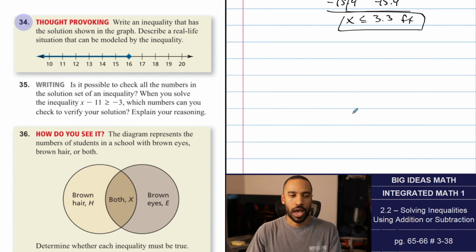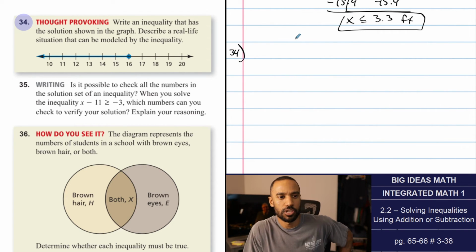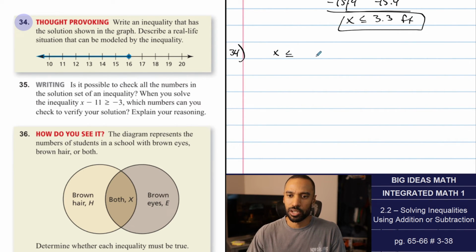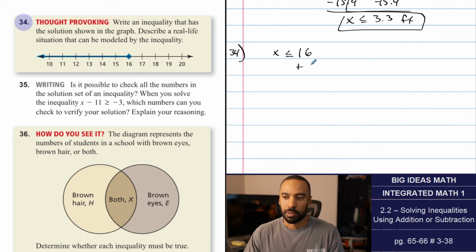Number 34 on thought-provoking. Write an inequality that has the solution shown in the graph. Describe a real-life situation that can be modeled by the inequality. Well, the inequality is x is less than or equal to 16, but I almost feel like this is something where we're supposed to be doing addition or subtraction with it. So if we did something like, well, let's do something like adding something to both sides. Let's add 24 to both sides like that. So now nothing cancels. This is literally just something you're allowed to do. So x plus 24 is less than or equal to 40. You know, something like that, right?